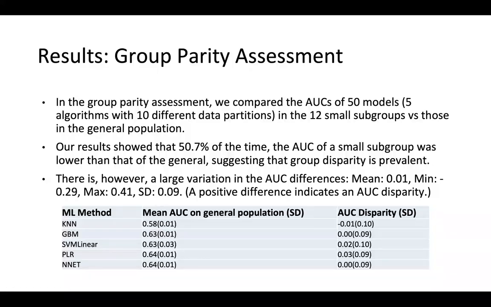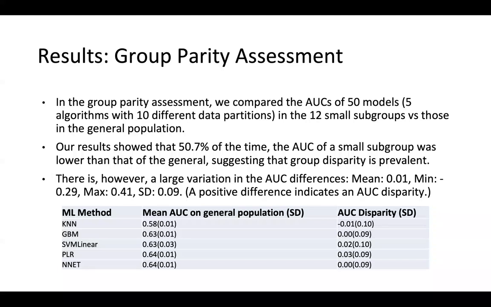In our group parity assessment, we compared the AUCs of 50 models, 5 algorithms with 10 different data partitions each, in the 12 small subgroups with those in the general population. Our results showed that 50.7% of the time, the AUCs of a small subgroup were lower than that of the general population, underscoring the prevalence of group disparity.